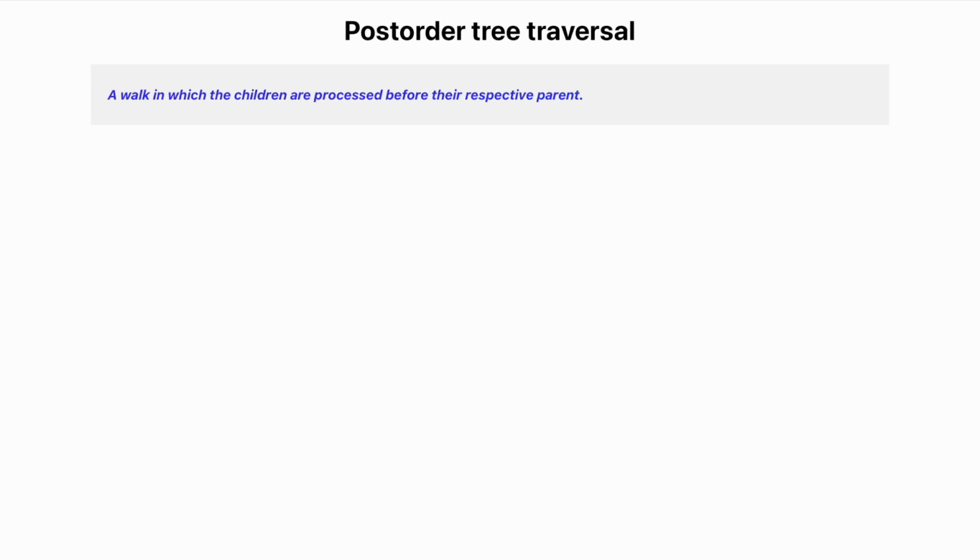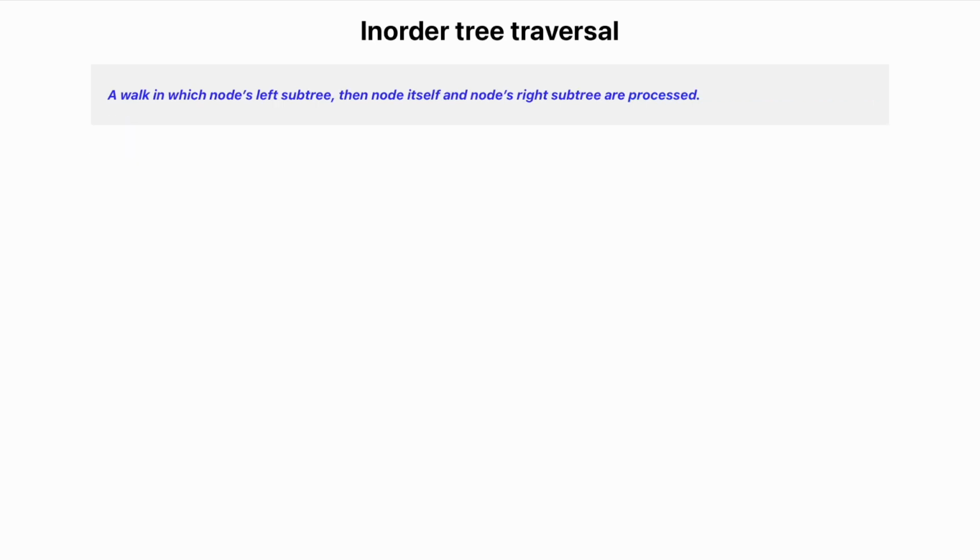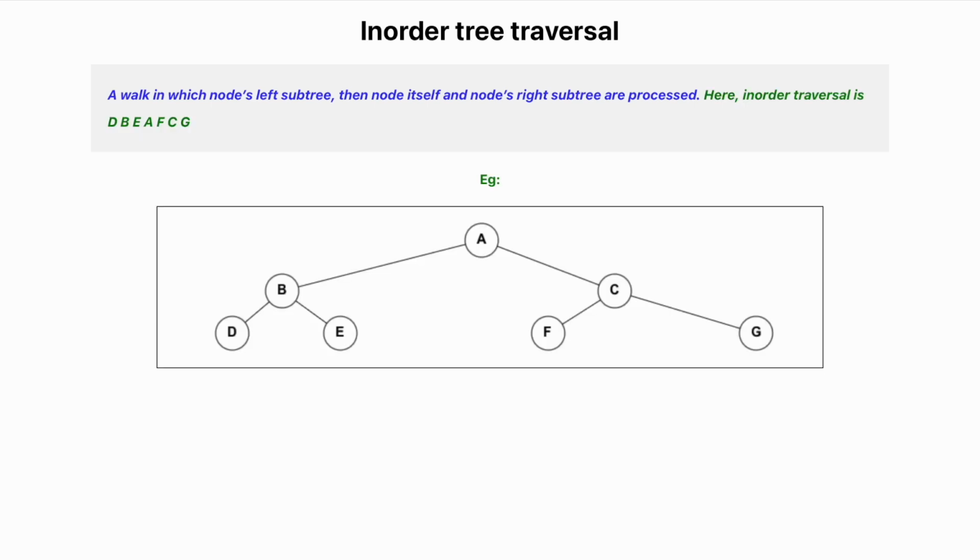A walk in which the children are processed before their respective parent is called post-order traversal. Here, the post-order traversal is E, F, G, B, C, H, K, I, J, D, A. A walk in which a node's left subtree, then the node itself, and then the node's right subtree are processed is called in-order traversal. This traversal is for binary trees. Here, the in-order traversal is D, B, E, A, F, C, G.